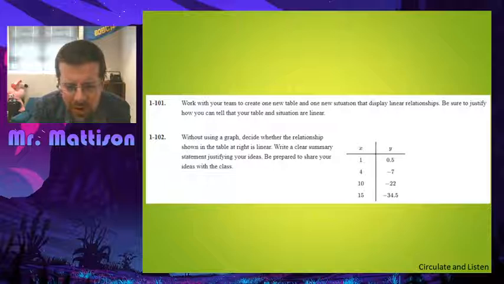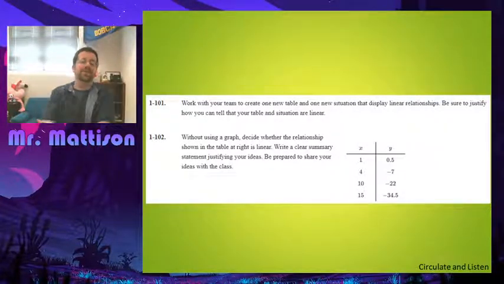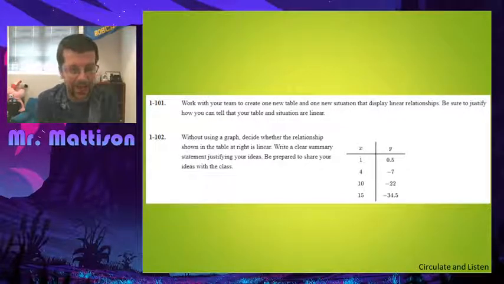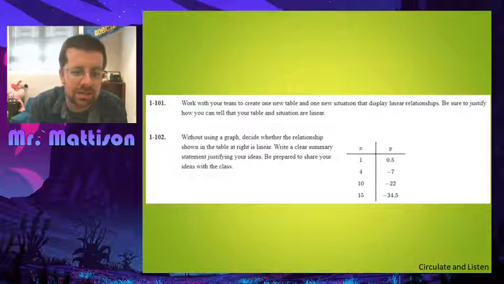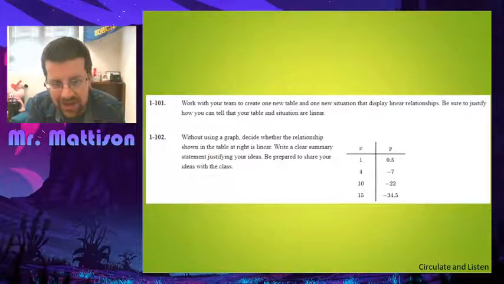So at 1, we're at 0.5. Okay. So then from 1 to 4, that's an increase of 3. And that takes me from 0.5 to -7. So that is a decrease of 7.5. So every change of 3 gave me a decrease of 7.5.